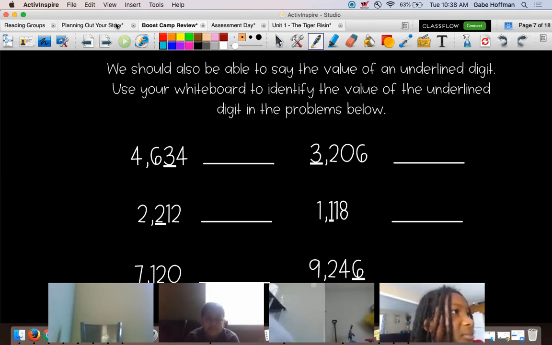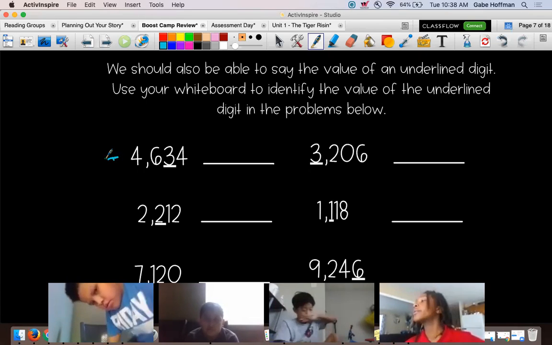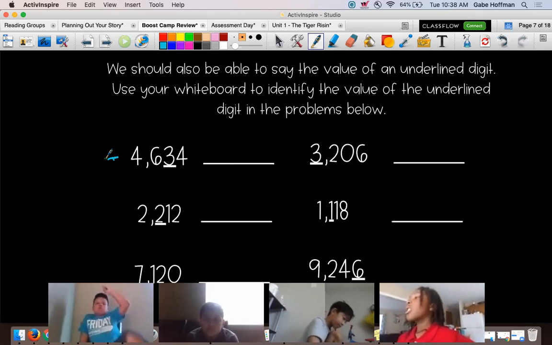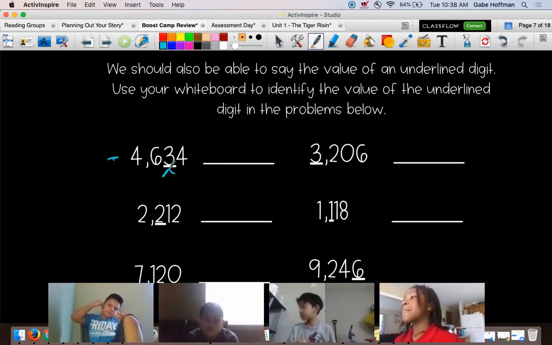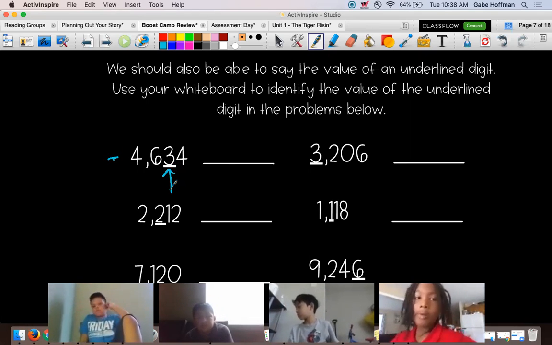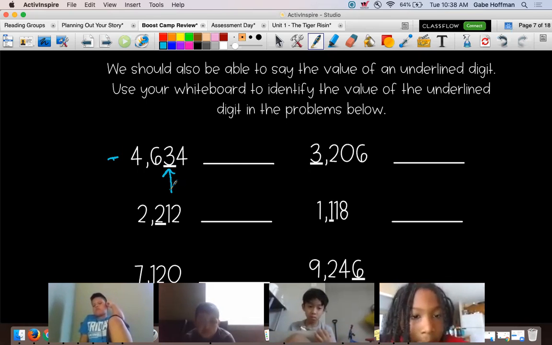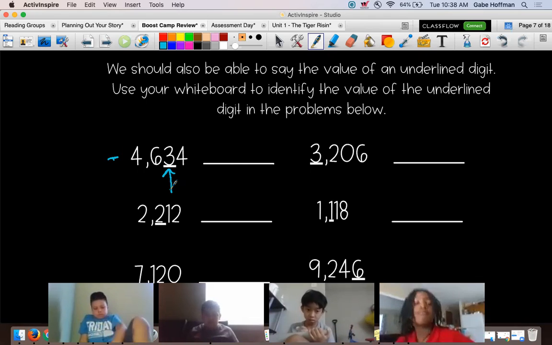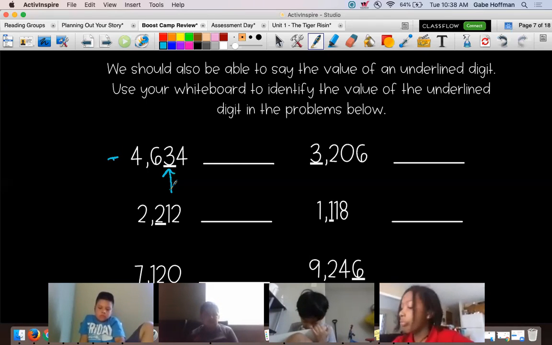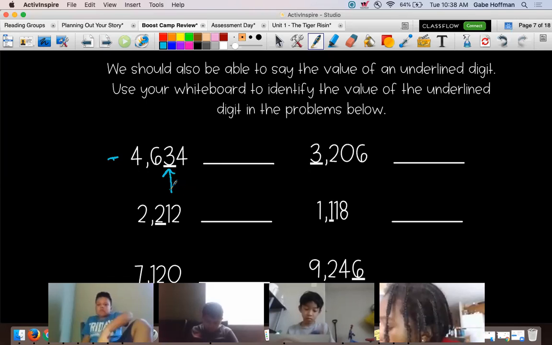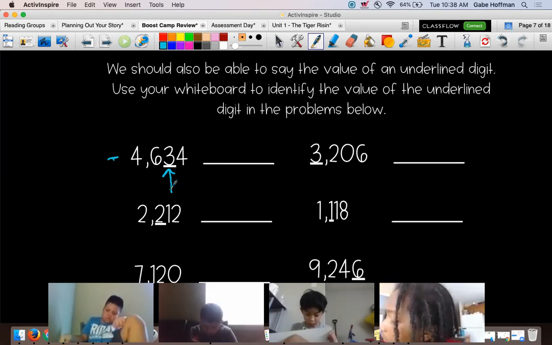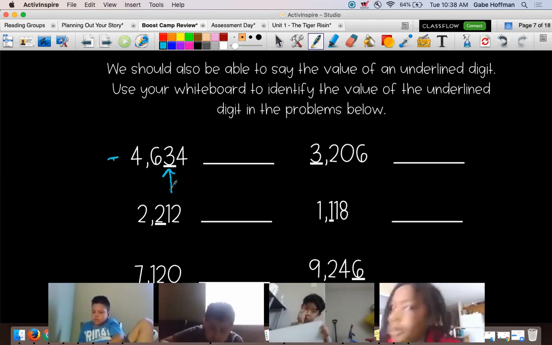So we're looking at this first one right here, 4,634. Looking at the underlined digit, write down on your whiteboard, don't show it yet, what the value is. And I will count down for you to show it. Do not show it before I say so. You give me a thumbs up when you're done.